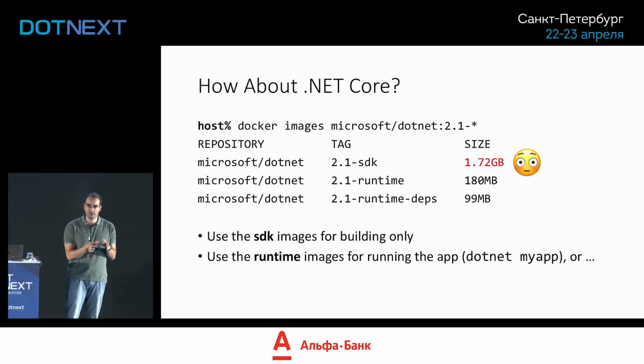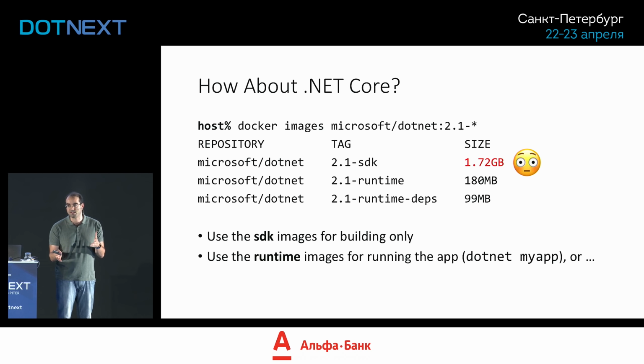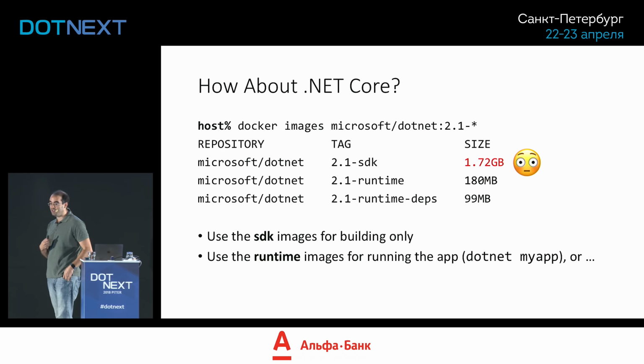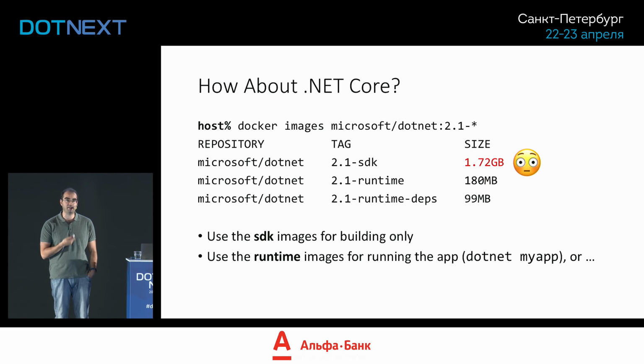Then you have the runtime images, and these are used for running an app. So there's the .NET tool in there, the GC, the JIT, libraries like System.Console or whatever. And that, as you can see, is 10 times smaller. So if you don't need to build an application in a container, don't use the SDK image for that container.